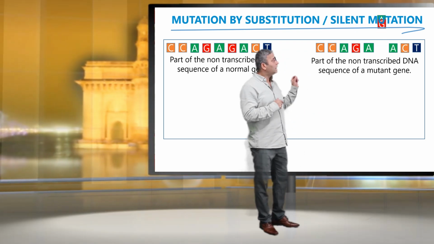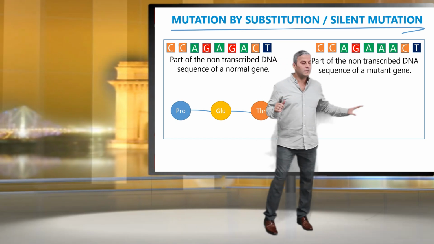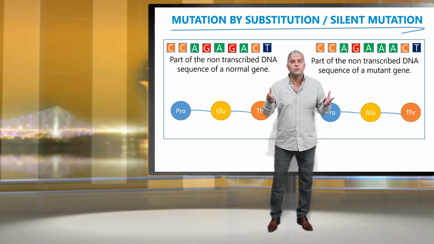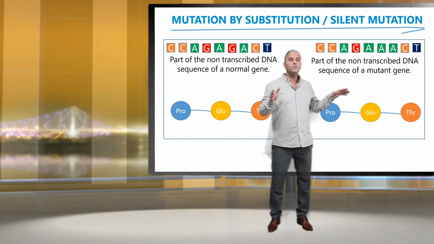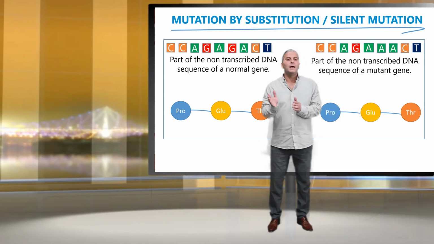So here, G is replaced by A. But as you see here, we have the two amino acid sequences which are identical. GLU remains GLU. So the mutation passed unnoticed.